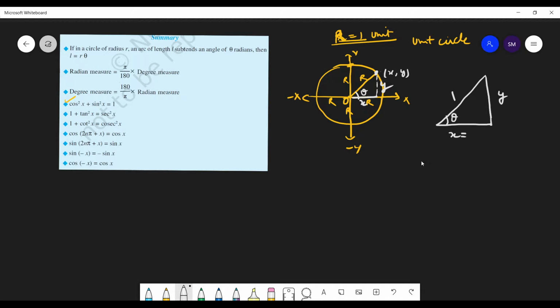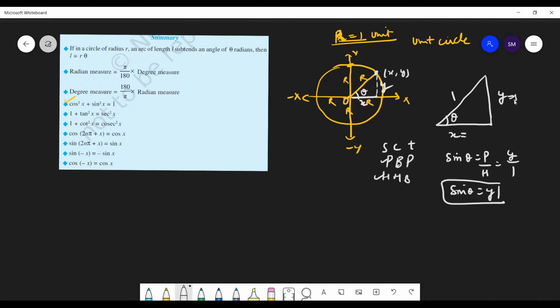So x will be equal to, you know this formula, sine cos tan. So sine theta is equal to perpendicular upon hypotenuse, so perpendicular is your y and hypotenuse is your 1. So it means sine theta equals y. So y equals sine theta. And similarly you can write cos theta equals base upon hypotenuse, and that's equal to x by 1.